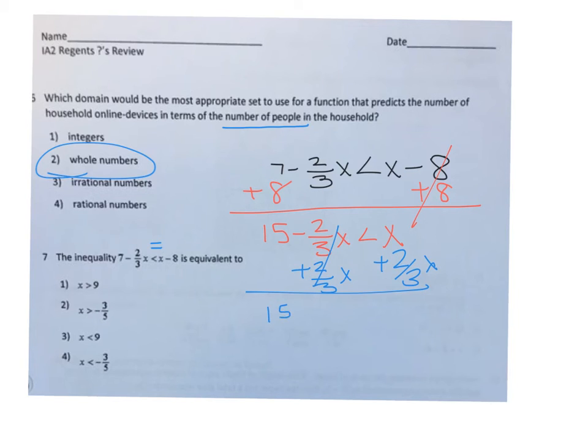In which case I get 15 is less than... Now this is 1 plus 2/3. So go ahead and put that in your calculator, and that's going to be your new coefficient of x. And you get 5/3 x.